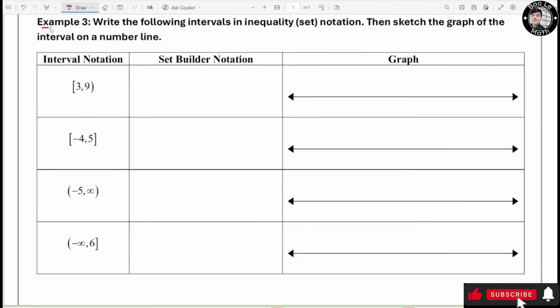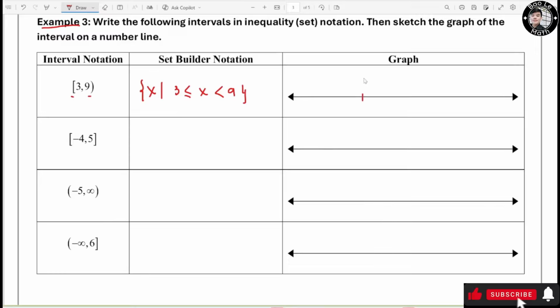Now let's move on to example number 3. We're going to convert from interval notation to set-builder notation. Alright, so it's going to be all values of s such that 3 less than or equal to s less than 9. You have the bracket right here, use the equal sign; parentheses, there is no equal sign.